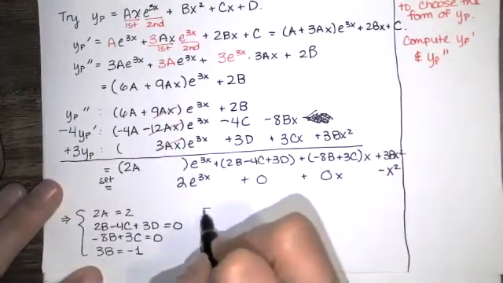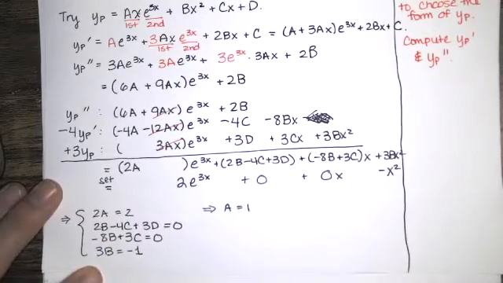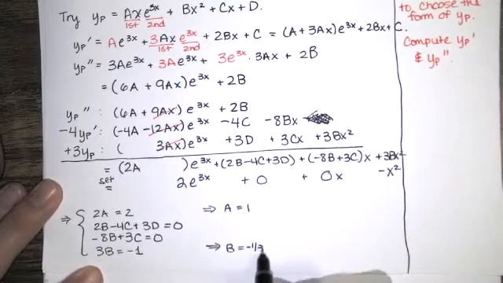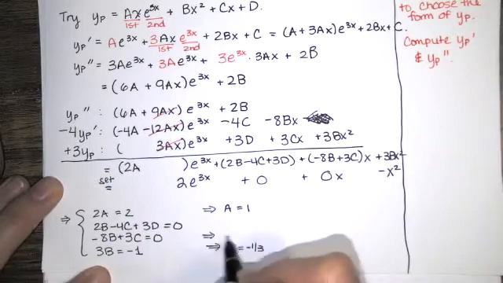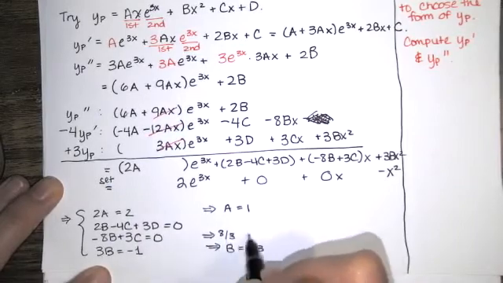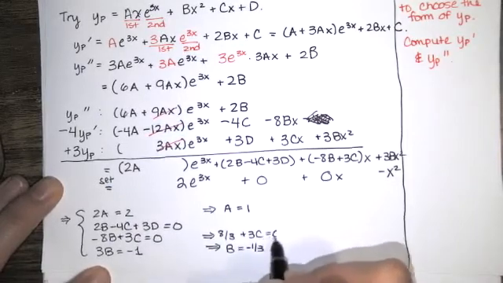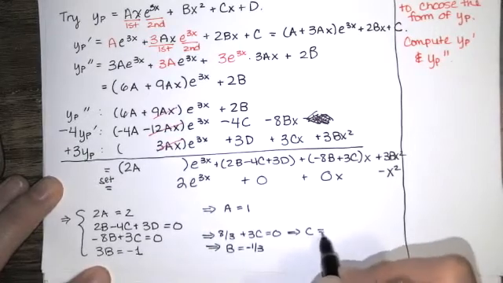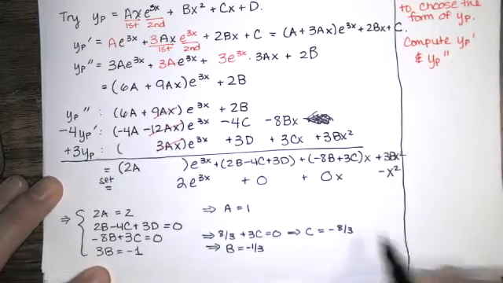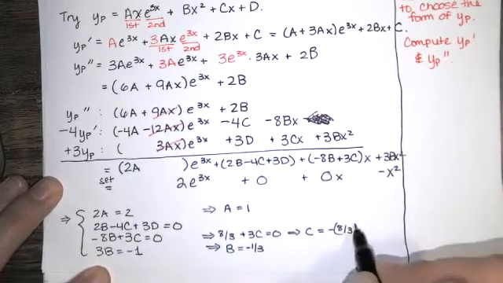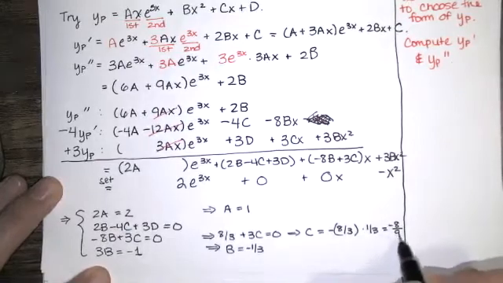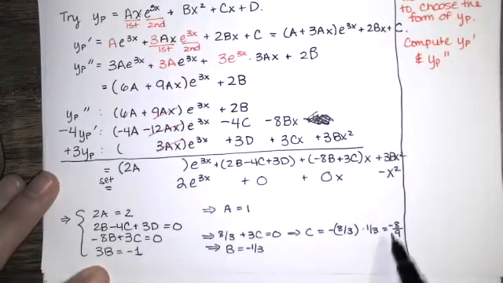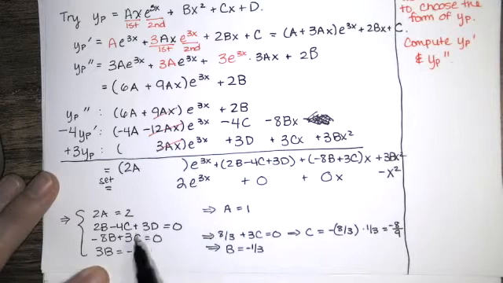So from this we can get a must be 1. From this we can get b is -1/3. And -1/3 times -8 is 8/3. So you've got 8/3 plus 3c equals 0. So that means c equals -8/3. And then you're dividing by 3, multiplying by 1/3. So that's -8/9. And now that you have c and b, you can substitute them in here to find d.